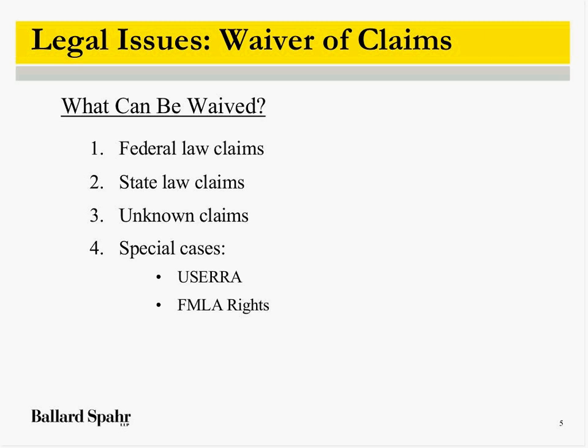Given that general policy, what can be waived? Federal law claims generally can be waived. That includes Title VII, ADA, ERISA, WARN claims, Section 1981 employment discrimination claims, and retaliation and whistleblower claims. State law claims are generally waivable, although that is a matter of state law, but most states apply the same breadth of favor towards the waiver of claims as the feds do. Unknown claims are waivable.